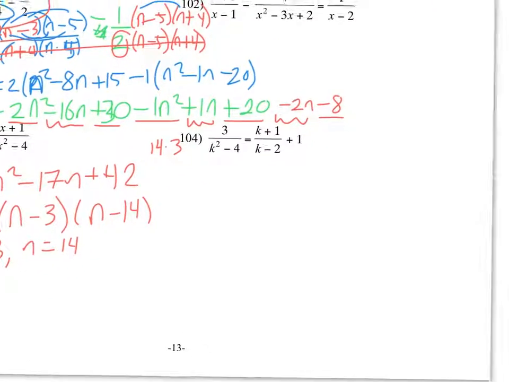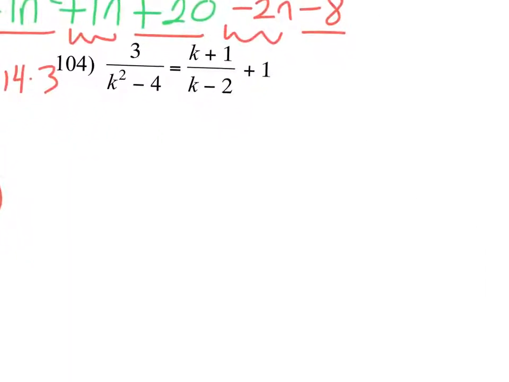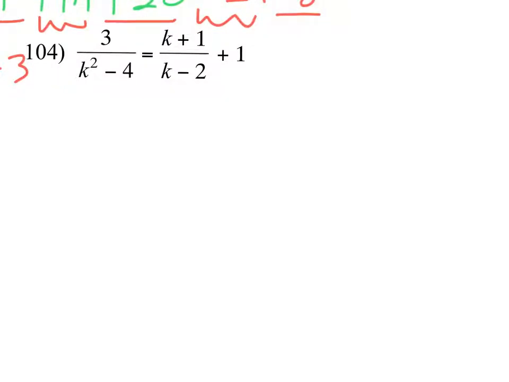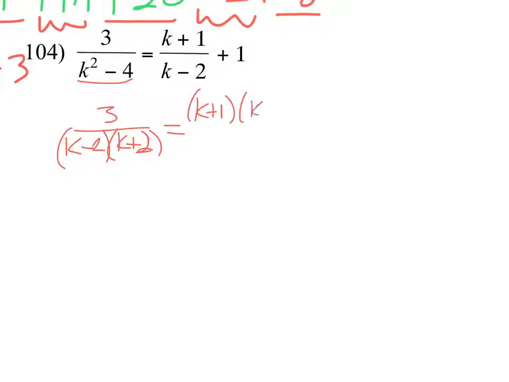Maybe look at number 104. You do need to know how to do difference of two squares factoring. That's going to be an important part for your final. So if we do 3 over, so we're going to be k minus 2, k plus 2. And here we've got k plus 1. That needs a k plus 2 because it only has a k minus 2 right now.